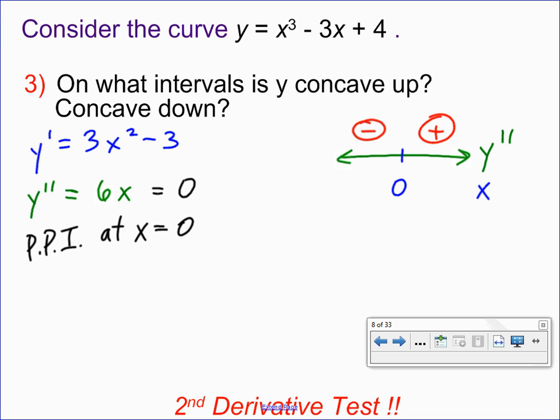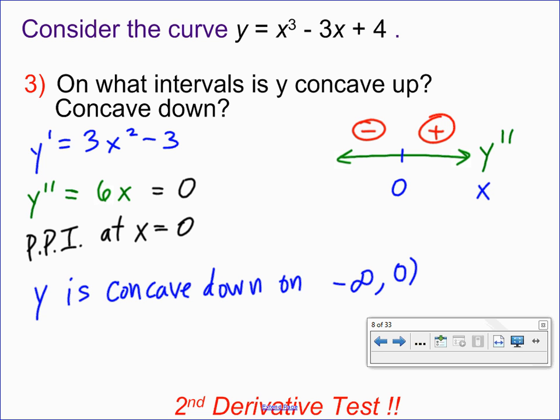Just by looking at my y double prime number line, I can now determine the intervals of concavity. It looks like y is concave down on negative infinity to 0 because y double prime is negative on that interval. So let's go ahead and answer the original question. Y is concave down on negative infinity till 0 because y double prime is negative on that interval.